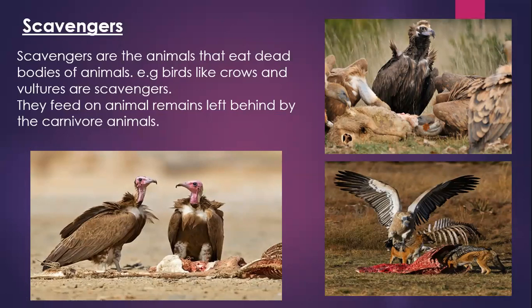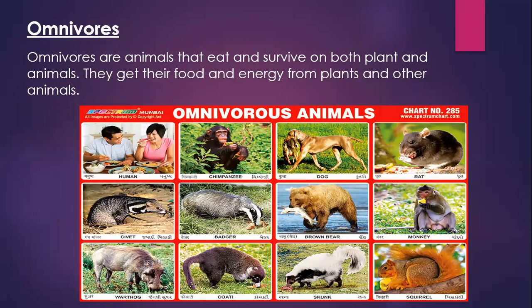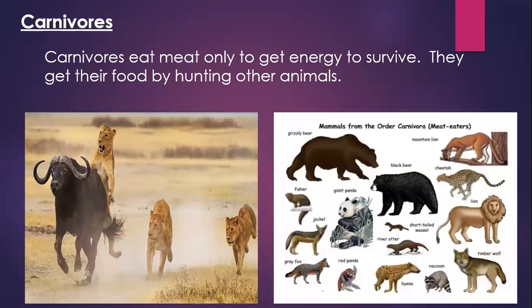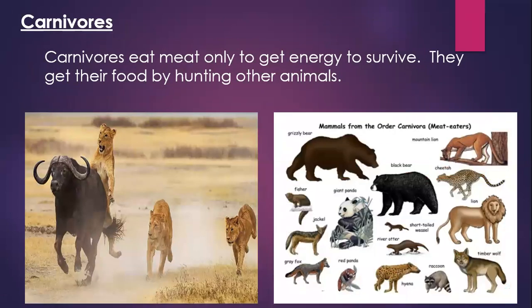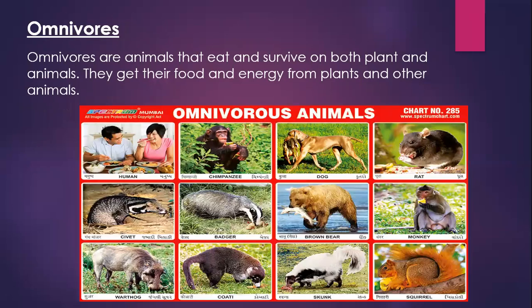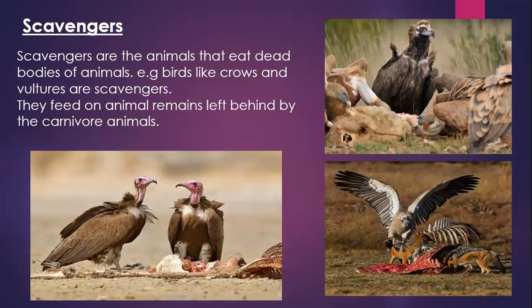Just have a look again. Omnivores are the animals that eat plants and meat as well. Carnivores are the animals that get their energy and food by eating meat only. Herbivores are the animals that eat plants only. Herbivores eat plants only. Carnivores eat meat only. Omnivores eat both plants and meat. And scavengers eat the dead bodies of different types of animals or plants.